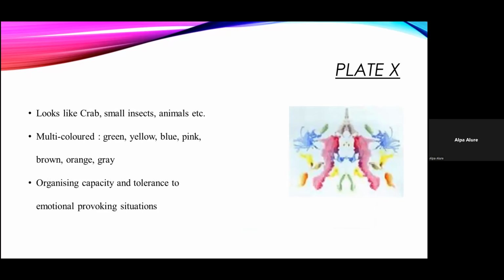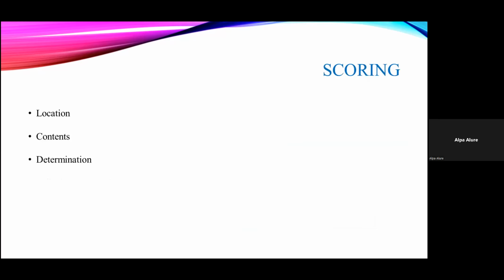Here you could see crabs, small insects, animals, and it's a multicolored plate. So here we can also gauge the organizing capacity of an individual and his tolerance to emotionally provoking situations. The scoring is done in terms of location, content, and determinants. Location would tell us where the individual sees the response that he gives us. Content is what is the response that he has given, and determinants is why he is seeing whatever he is seeing. So whether it is because of the shape, the color, the movement, etc.